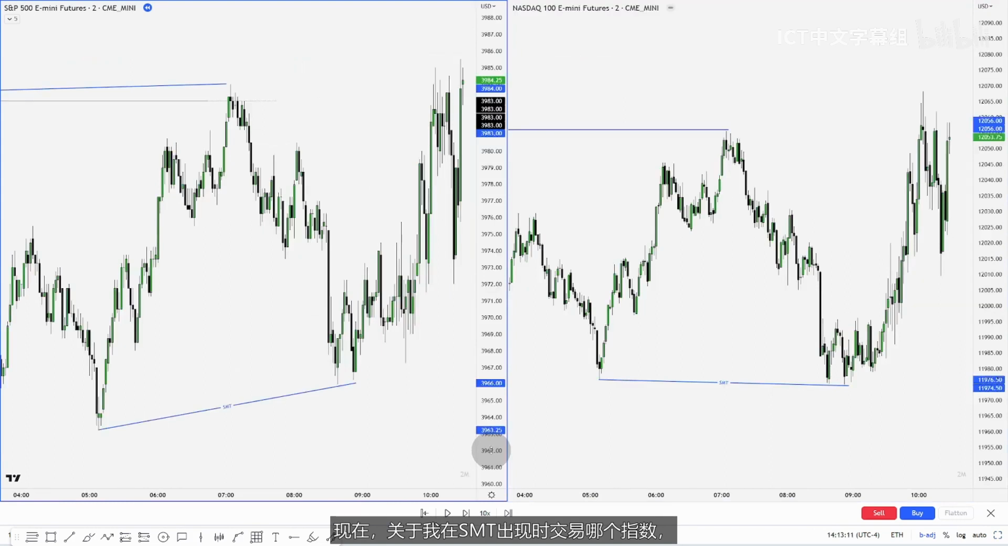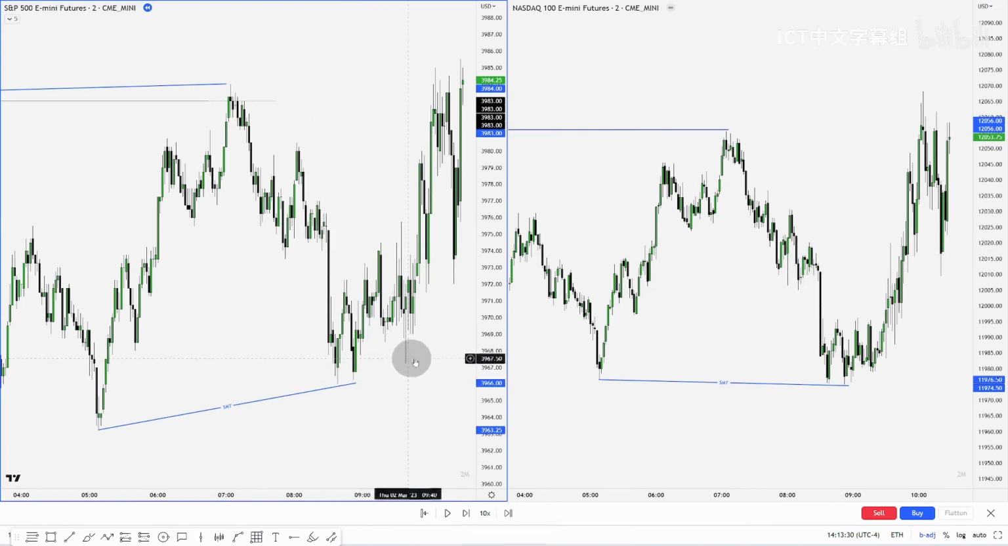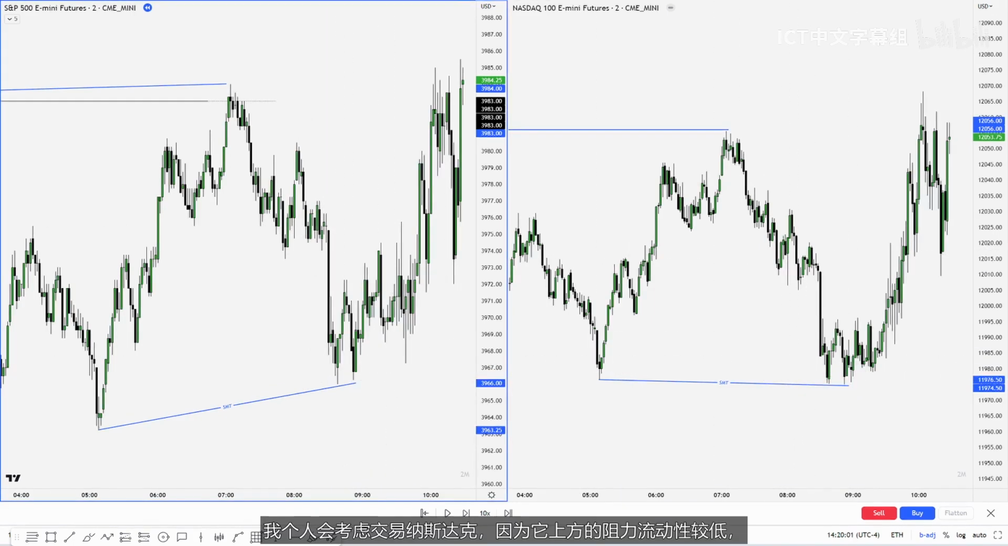Now, in regards to which of the indexes I trade when an SMT is presented, that is completely dependent on the lower time frames and which one looks cleaner to me. In this case, S&P looks cleaner to me. However, if I was getting later into this move down, NASDAQ looks a lot cleaner here. On the move back up, I would personally look to trade NASDAQ as it has low resistance liquidity above, but that is for another video.